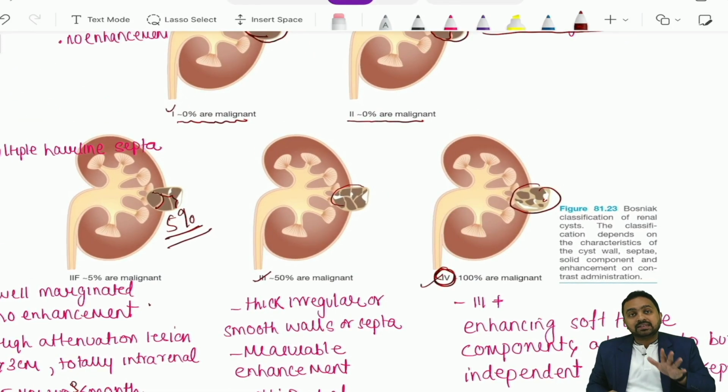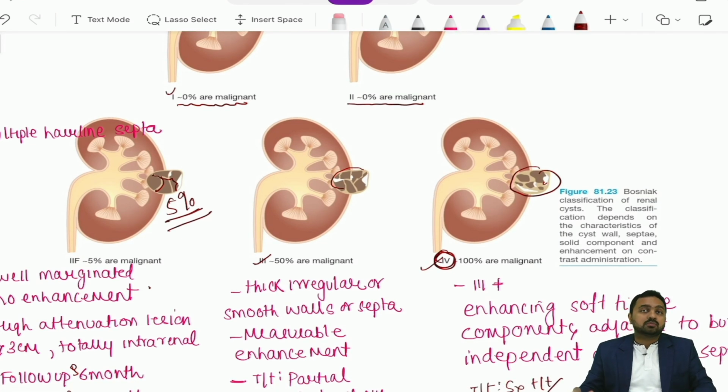You might be getting an image and asked to identify the type of cyst, or at the same time you might be given a clinical scenario where CT scan findings are given and then you need to diagnose. So this is all with respect to renal cyst disease, autosomal dominant polycystic kidney disease, and the Bosniak cyst classification. Thank you.